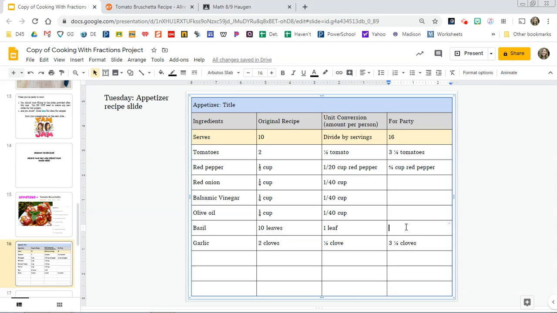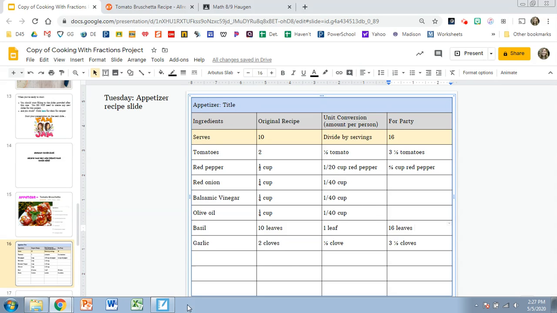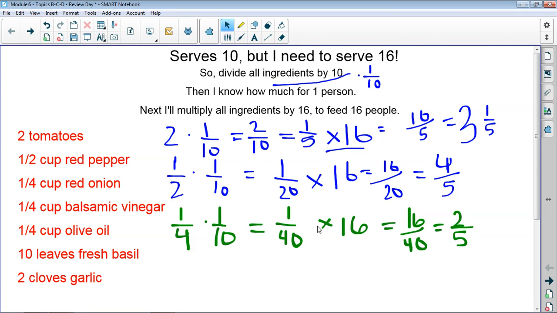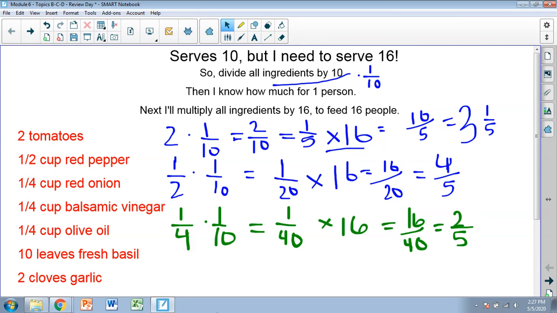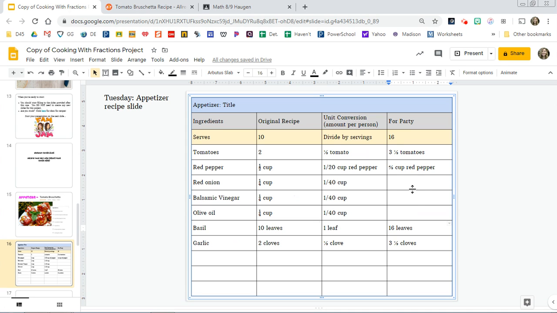1 leaf per person, but I'm feeding 16 people. What's 1 times 16? So I need 16 basil leaves. And then the 1/40, I'll show you my math one more time, times 16. I got 16/40. It simplifies to 2/5. So then I end up saying for all of these, I need 2/5 of a cup of the onion. 2/5 cup, you get it, 2/5 cup.